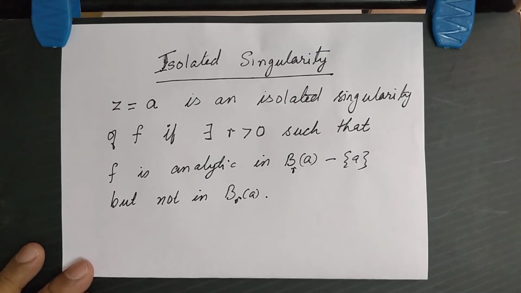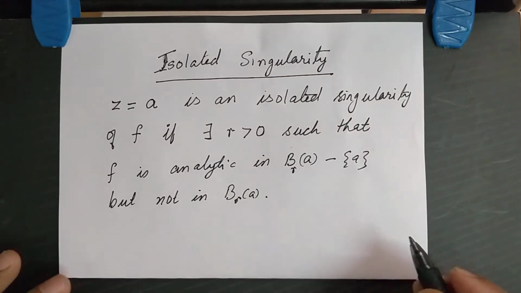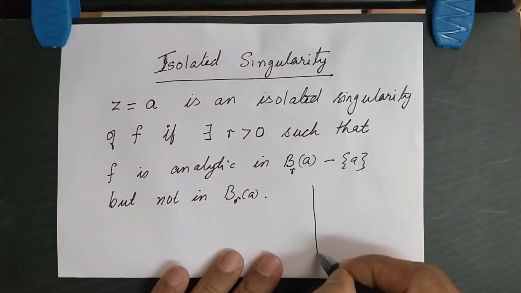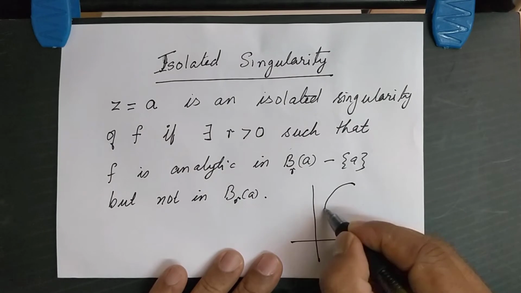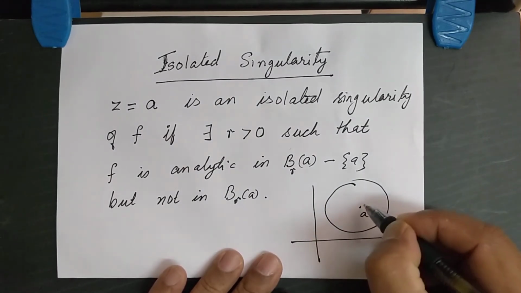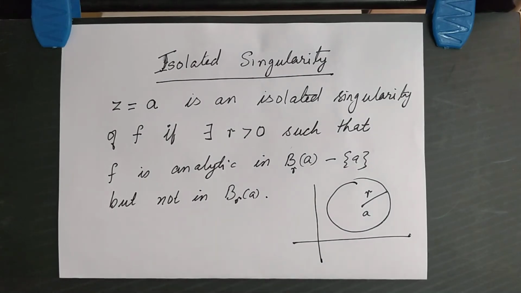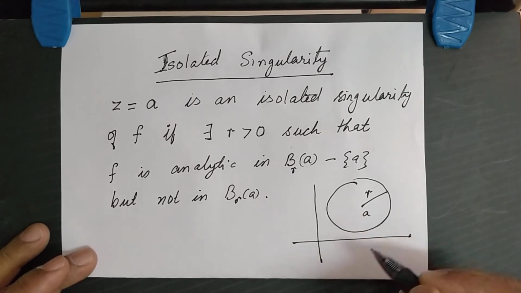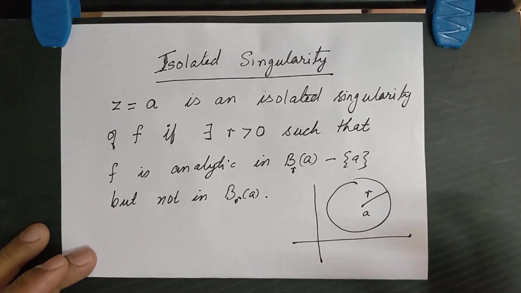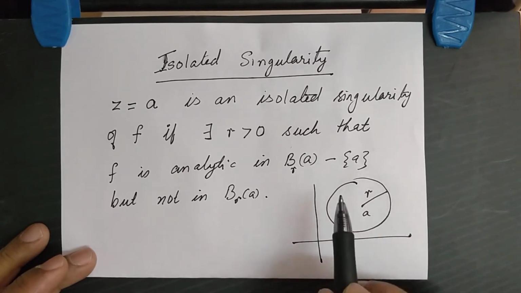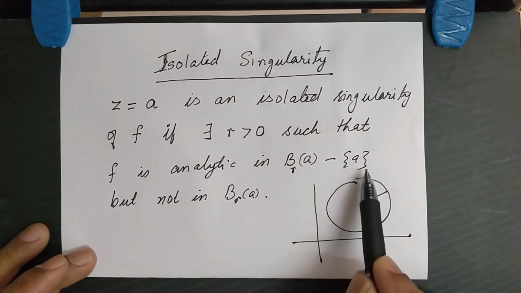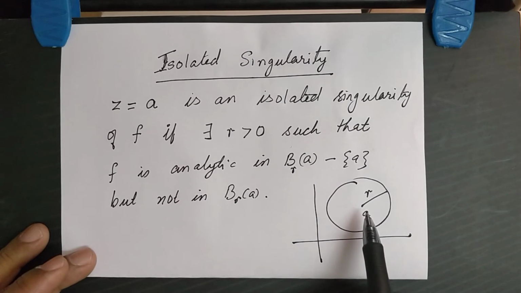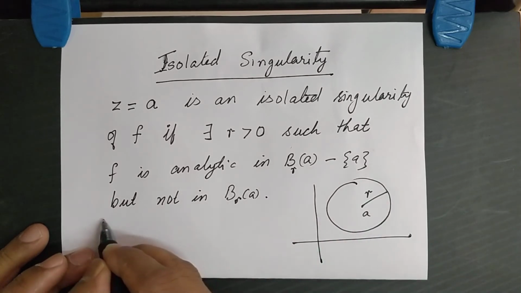Okay. So what are we saying? Here is a ball with center A and radius R. So this particular point A will be called an isolated singularity if for some R, that means if there exists a ball such that the function is analytic at all points in the ball except the center. That's it. So let us look at some examples.